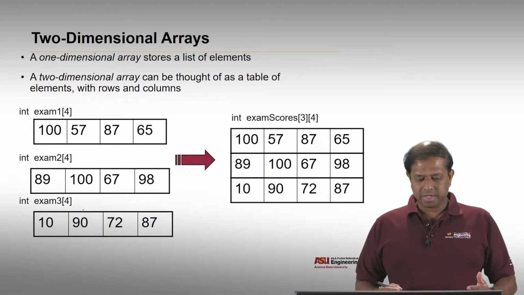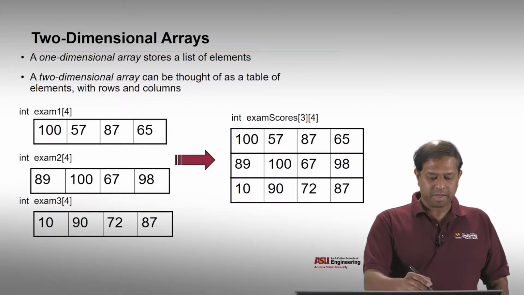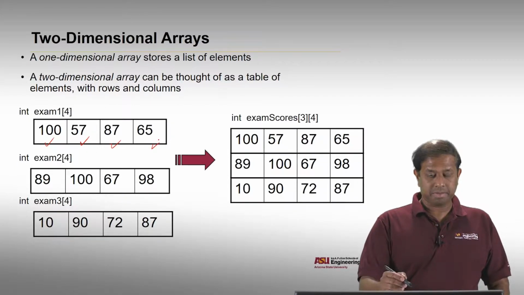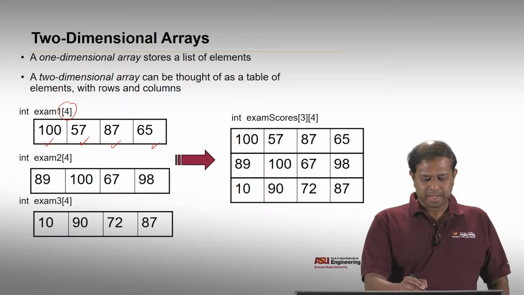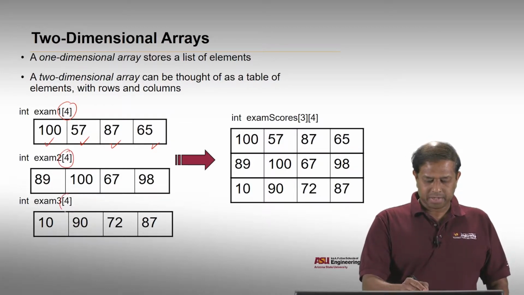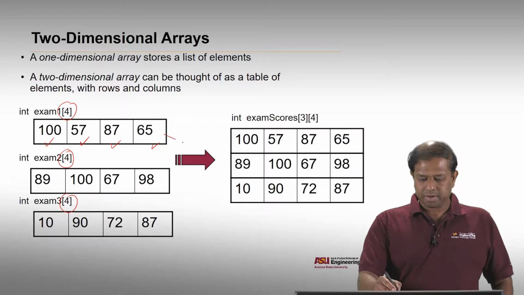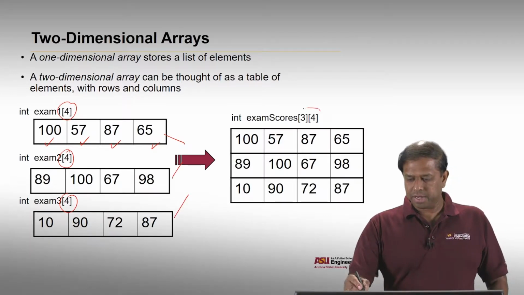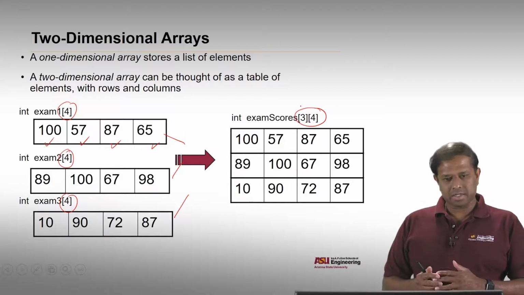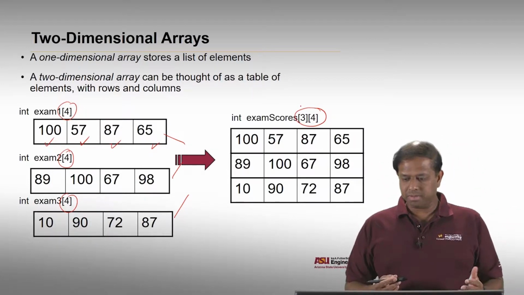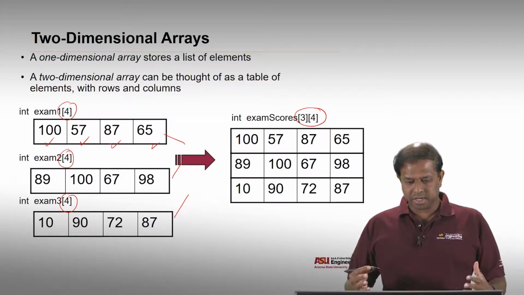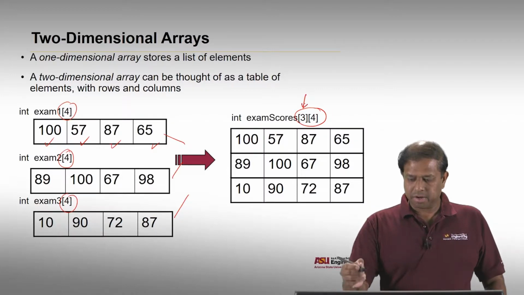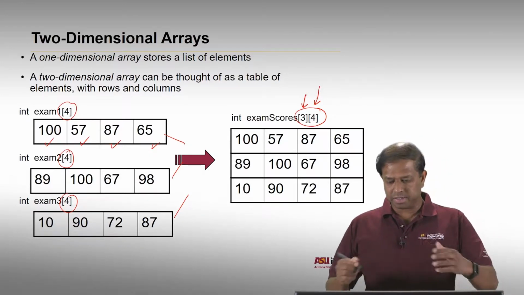In general, for exam 1, since we have exam scores that need to be stored for 4 different students, we can have a size 4 array, and for exam 2 also a size 4 array, and exam 3 also a size 4 array. By combining all 3 of them together, we can have a 3 by 4 array. That tells us how many rows we have and how many columns we have. In a two-dimensional array, we have 2 numbers when we represent the size of the array. The first value gives us how many rows, and the second gives us how many columns we have in each of these rows.